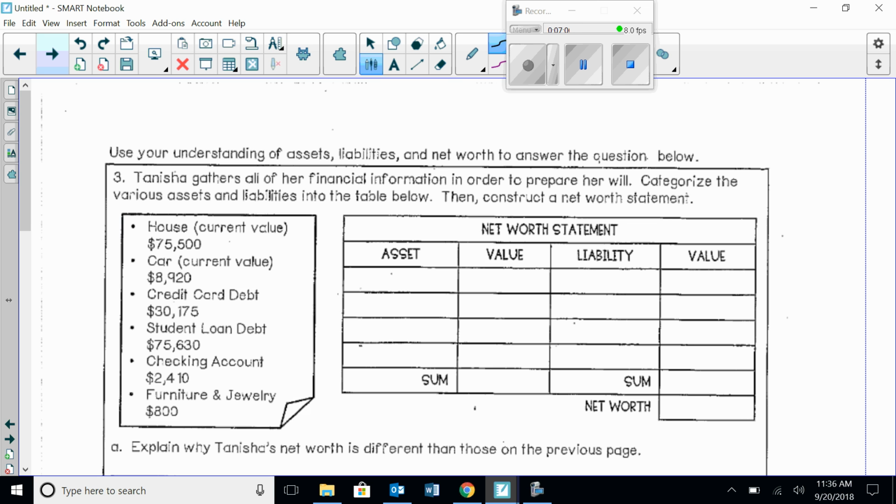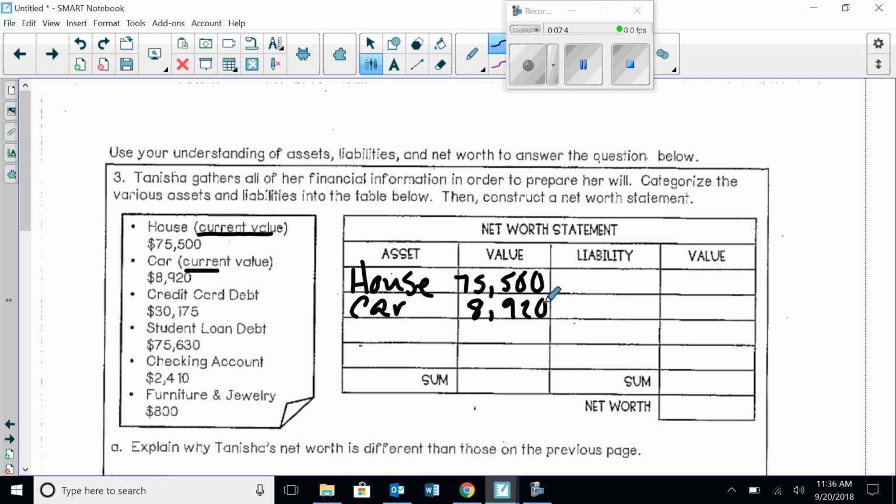All right, so we have a list over here. We have a house that has a current value of $75,500. So we have to decide if that's an asset or a liability. Because it says current value, that's going to be an asset. So over here, I'm going to write house. And I'm going to write my value of $75,500. My next piece is a car, and it also has a current value of $8,920. So because it's got a current value, that's a good thing. So it's also an asset.